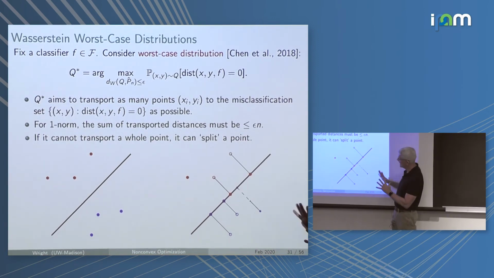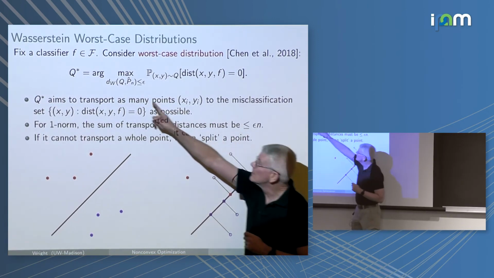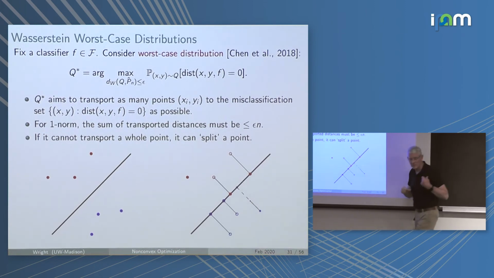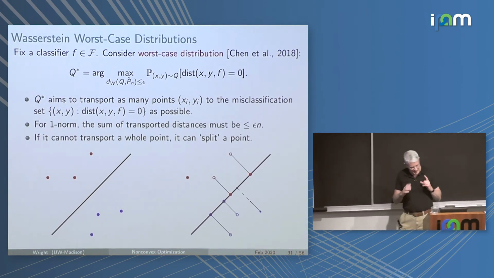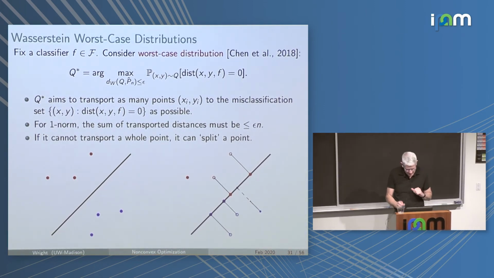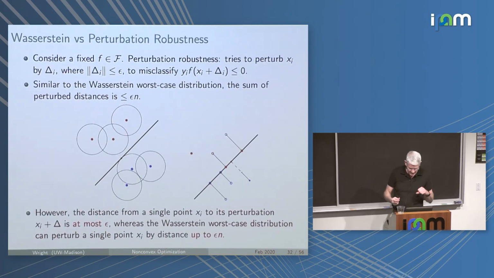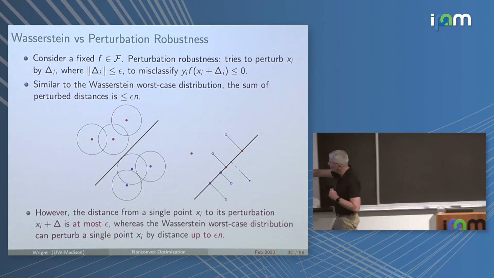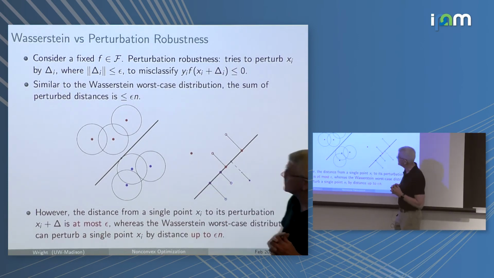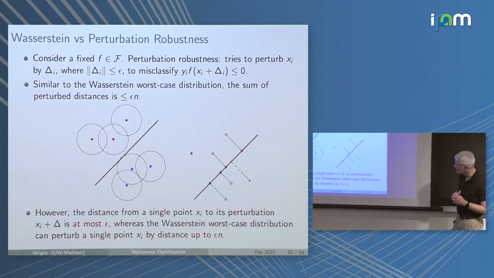In other words, you can get a closed form solution for the worst case distribution in that ball, in this special case of a linear classifier and a discrete distribution. It looks a little different from the adversarial case, and it will generally give you different solutions.